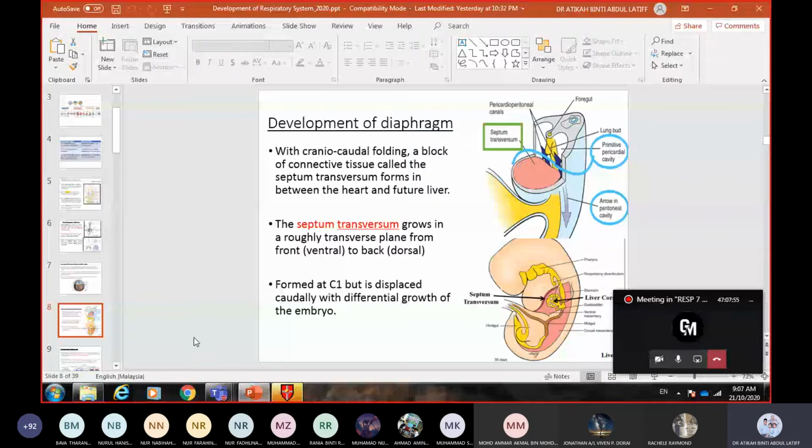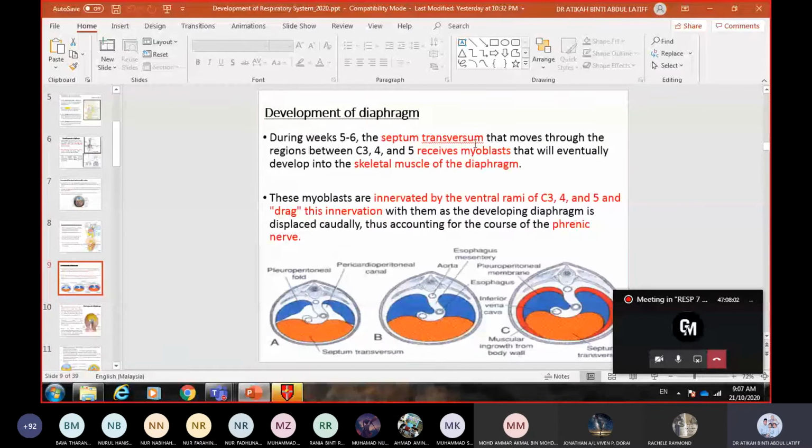Okay, what happens is during weeks 5 to 6, the septum transversum moves through the regions between C3, 4, and 5, and myoblasts will come and develop the skeletal muscles of the diaphragm on the septum transversum. Okay, so these myoblasts are innervated by C3, 4, and 5. So they drag the innervation from this myoblast into the diaphragm. That's why the diaphragm is supplied by the phrenic nerve, which is from C3, 4, and 5. Okay.